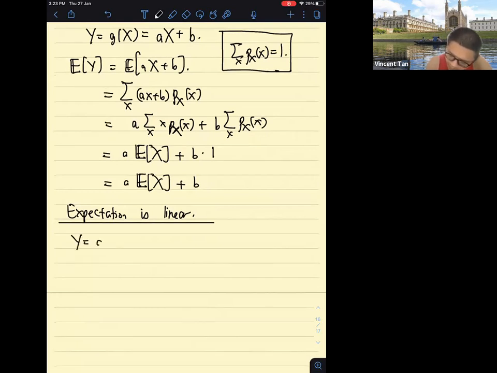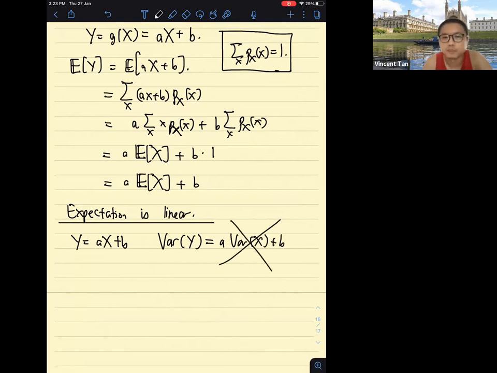So if Y is equal to aX plus b, is the variance of Y equal to, say, a times the variance of X plus b? No, this is terrible, this is not true. Okay, this is not true. So let's figure out what the variance is. We want to figure out what this is in terms of the variance of X.